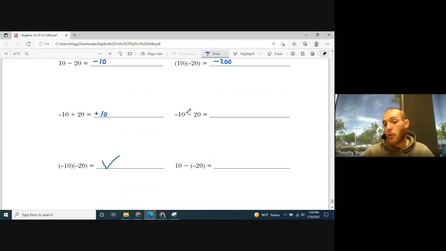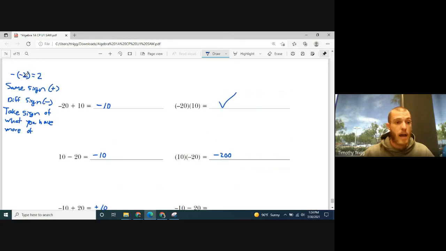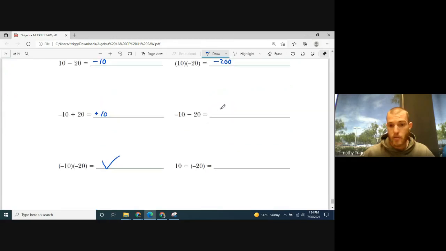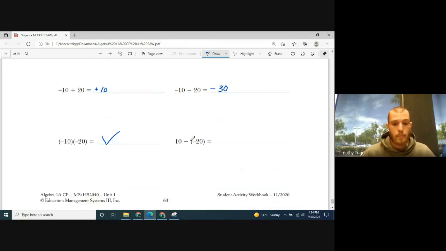In this one, they're both negative, right? A minus sign is the same as a negative sign. So they're both negative. They're the same sign, so we add them together. So that's 30. And you take the sign of whatever you have more of. In this case, they're all negative, so we know it'll be negative.